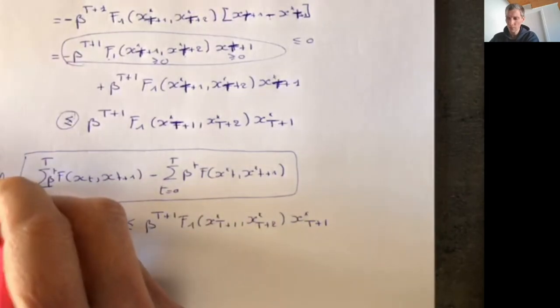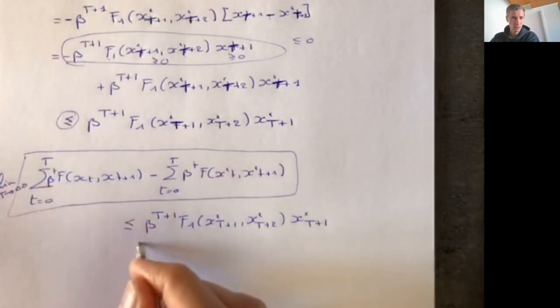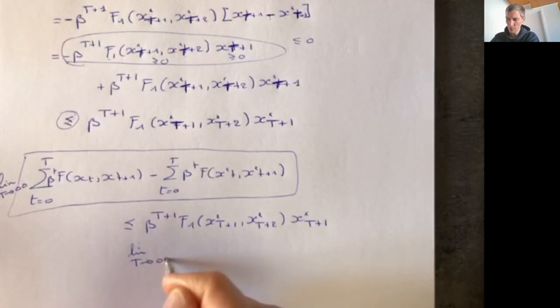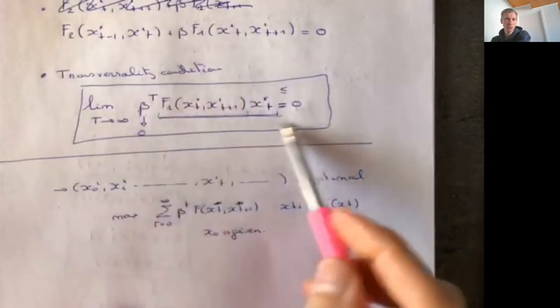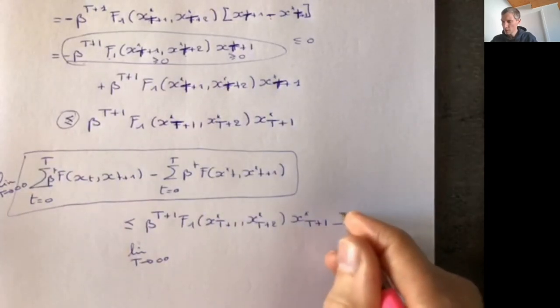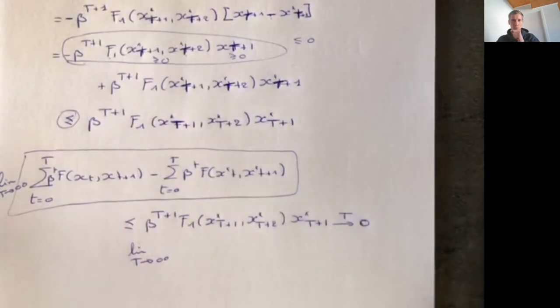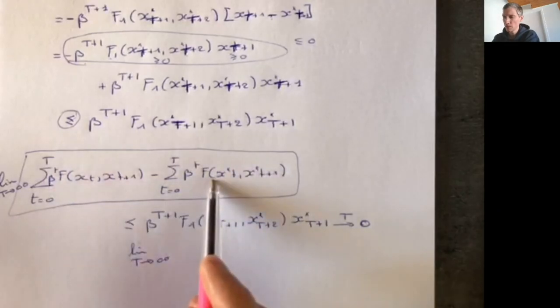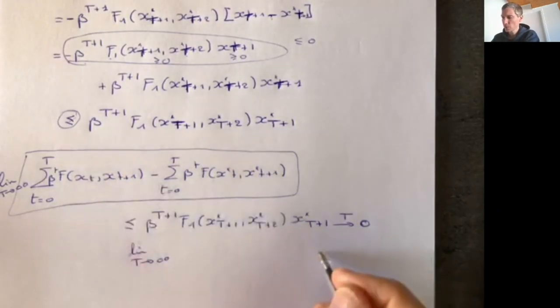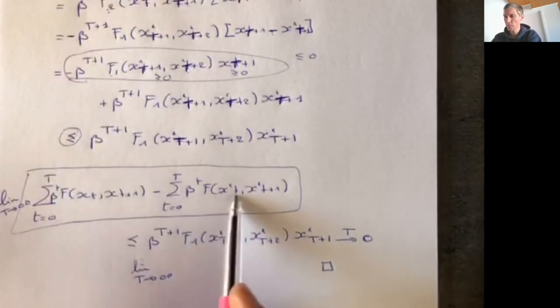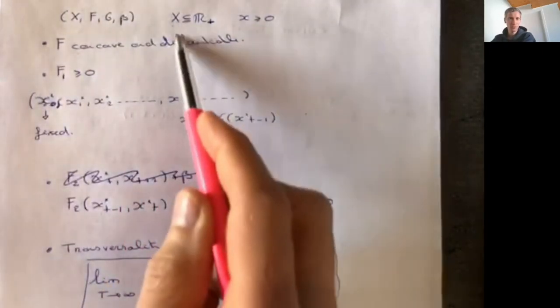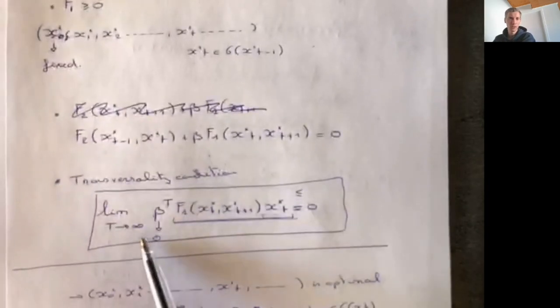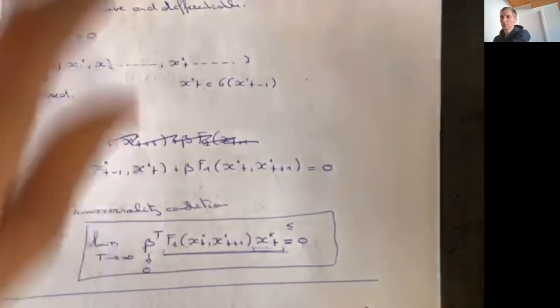However, if I take the limit as T goes to infinity, then by the transversality condition, I know that this here converges to 0 as T goes to infinity. So this goes to 0, which means that in the limit, this here is greater or equal to this one. So indeed, the sequence of states that satisfy all these conditions, the Euler equation together with the transversality condition, is optimal.